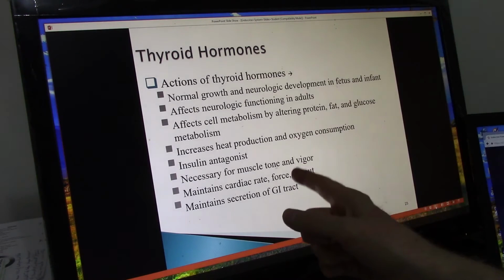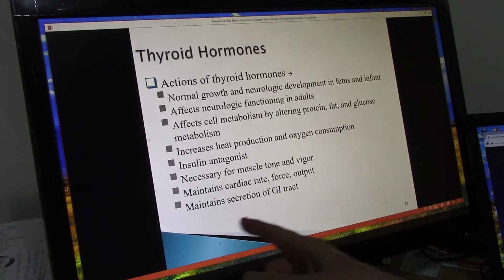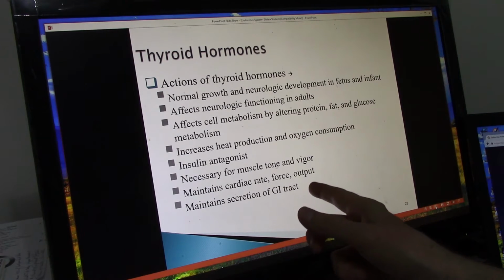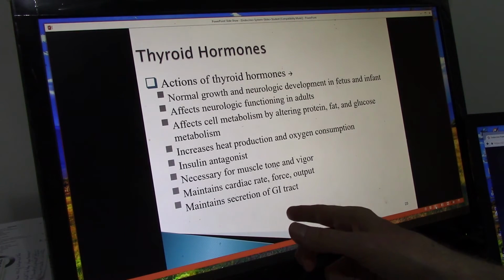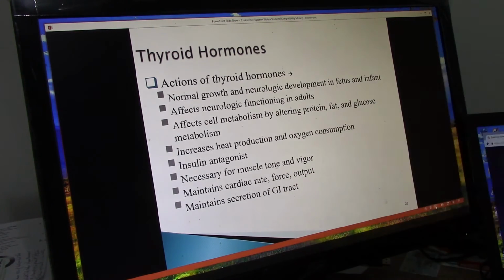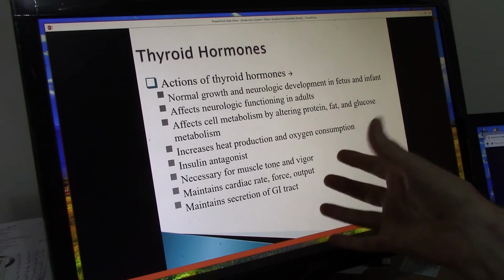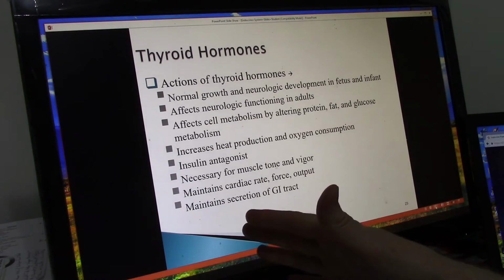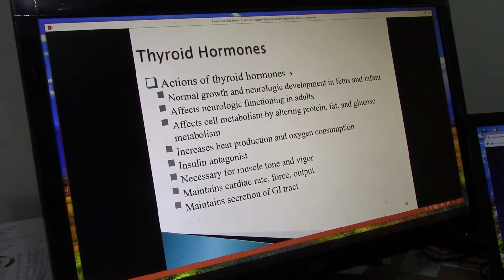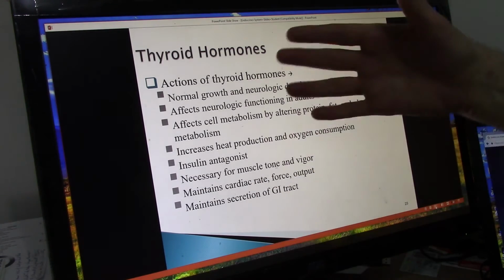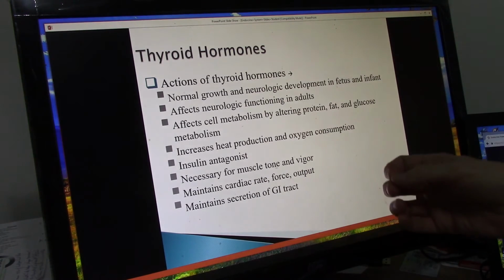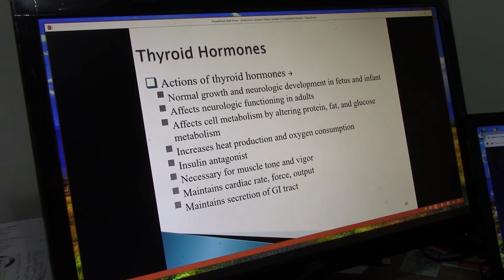So think to yourself, if you have too much thyroid hormone, are you going to have diarrhea or are you going to have constipation? It will be diarrhea because the GI tract will be so activated. If the patient has low thyroid hormone, then they're going to be prone to constipation. So you can start to see that you can make your diagnosis based on those symptoms. And we'll talk much more about those in just a moment here.